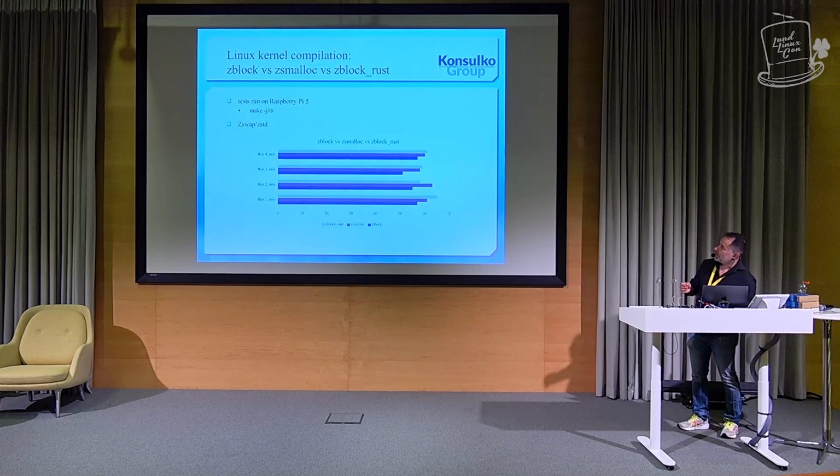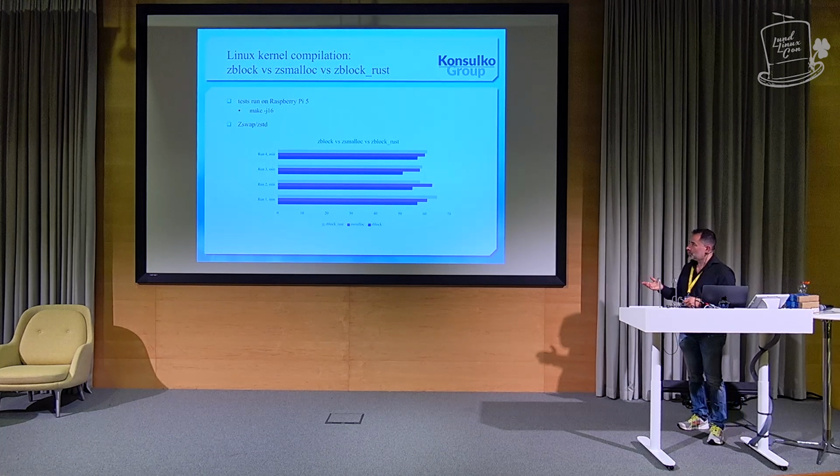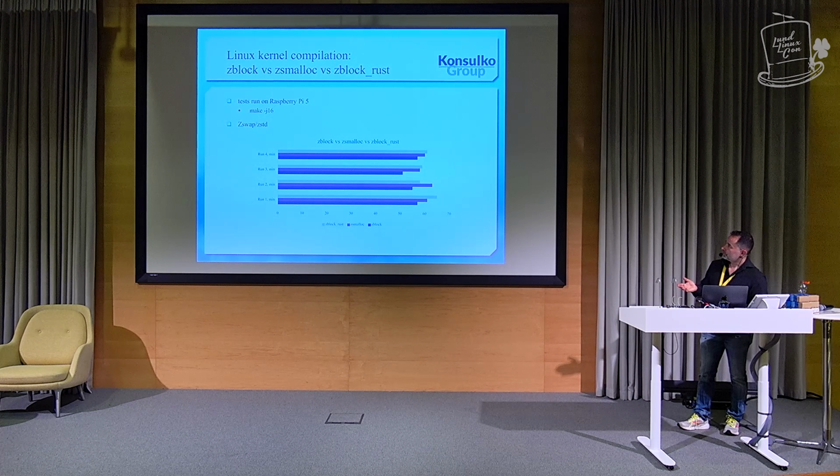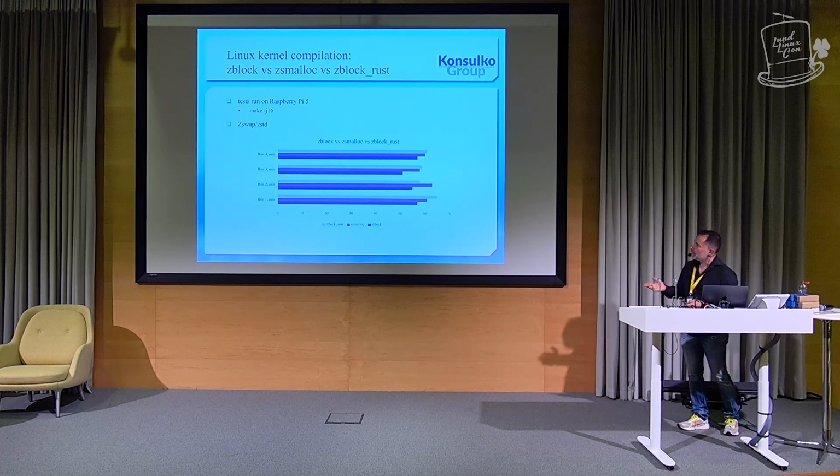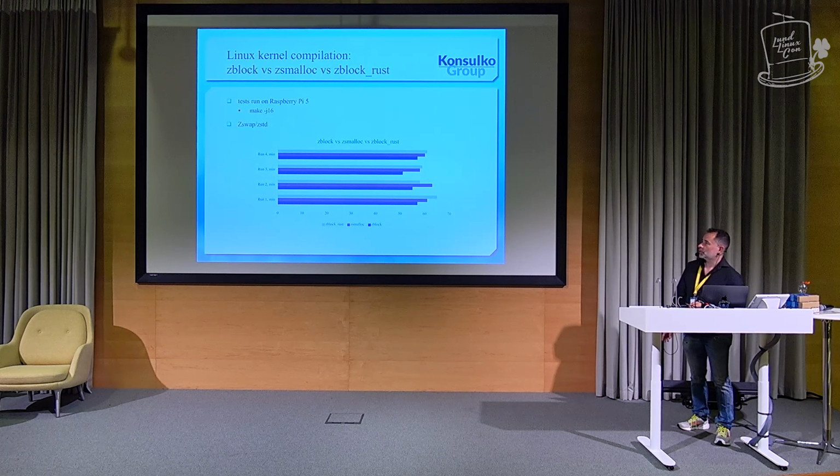And then we did some performance comparisons as well. And at that point, the first implementation, the Rust implementation was losing both to ZSmalloc and to Zblock, not by a huge margin, but it was losing on all targets that we used.